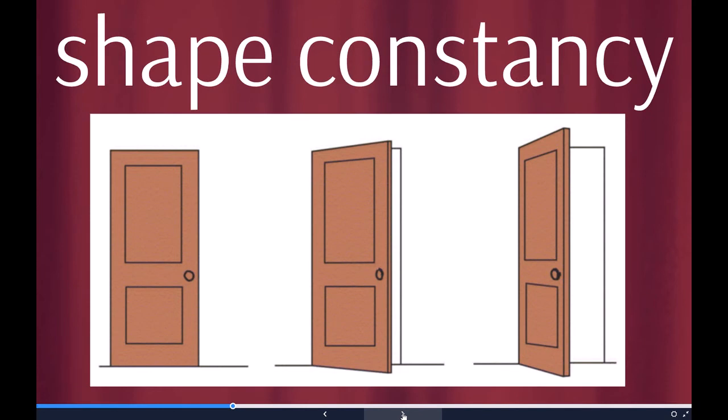Shape constancy. Shape constancy is the idea that shapes in the three-dimensional world generally do not change. Solid material does not change. For instance, in the real world, the shape of a door does not change. When we draw a door, we have to change the shape of the door to give the illusion of three-dimensional shape. So in this picture, we have three different shapes, but my brain, because of shape constancy, interprets these to all be the same door.